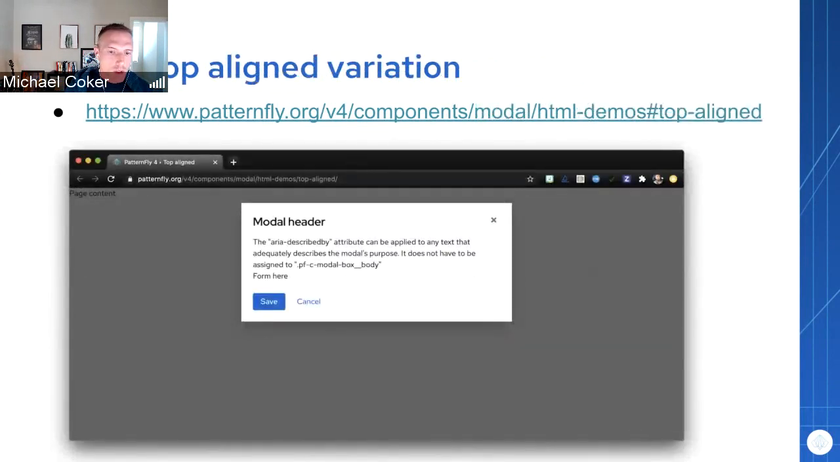The modal component got a new variation. That's for top aligned. So the modal by default is center aligned horizontally and vertically. Now it's aligned to the top with an opt-in variation, and there's a CSS variable that you can configure to specify a custom amount of space from the top of the window if you wanted to move that around a little bit.